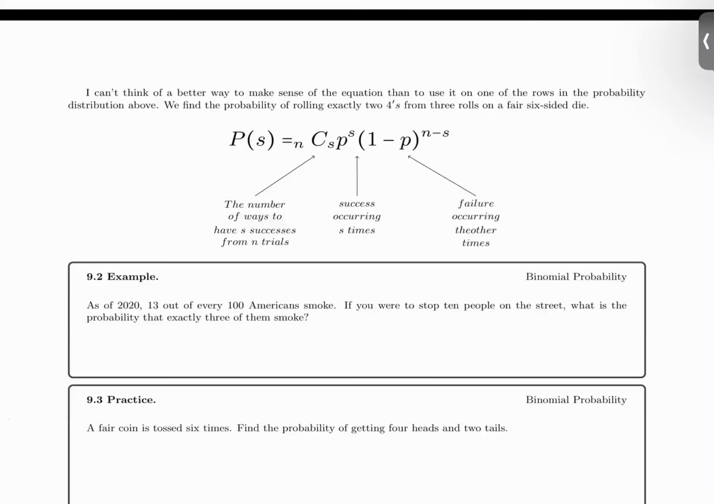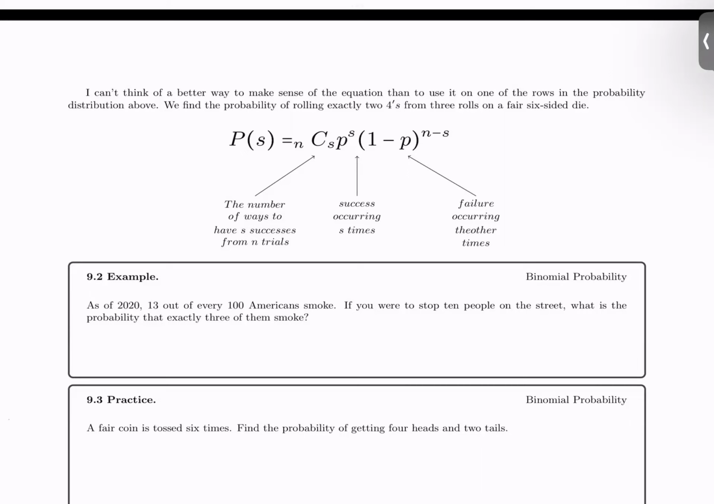Let's use the binomial probability equation to give ourselves the probability of having a certain number of successes or a certain number of outcomes that we're interested in. Let's look at example 9.2. As of 2020, 13 out of every 100 Americans smoke. If you were to stop 10 people on the street, what is the probability that exactly 3 of them smoke?